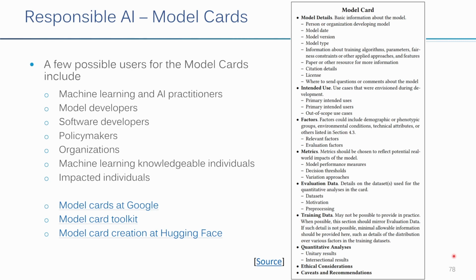So on the model details, you do want to have there the person and organization developing the model, date, model version, model type, information about the training algorithms, and the intention. So who, what are the uses and the users of this? What is out of the scope of these models? What are the factors to be taken into account for this model? What are the metrics being used, and so on?